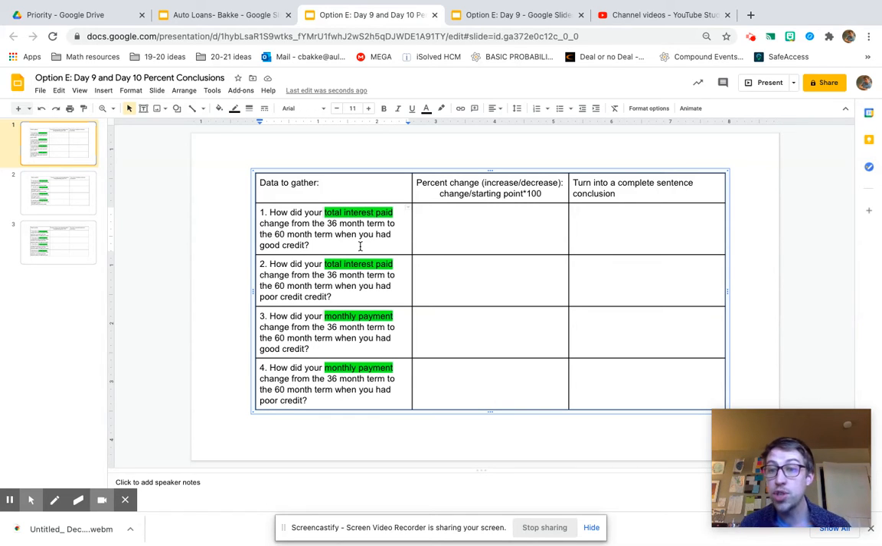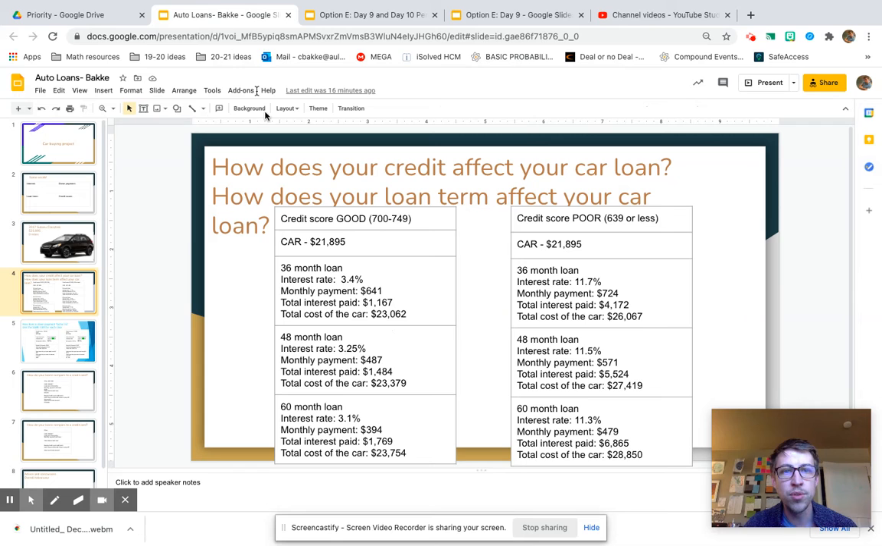How did your total interest paid change from the 36-month loan term to the 60-month loan term when we had good credit? And then number 2 is going to be the same question, but when you had poor credit, okay? So we're going to look at the total interest paid when I went from 36 months to 60 months in my good credit. So I'm going to go to my auto loans. I'm going to be in my good credit here.